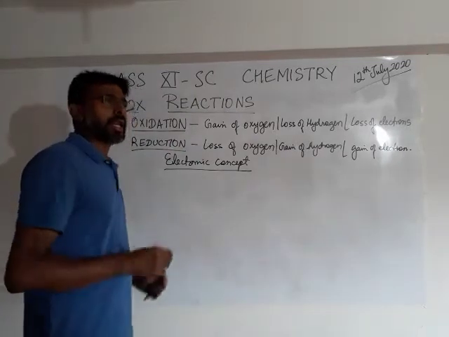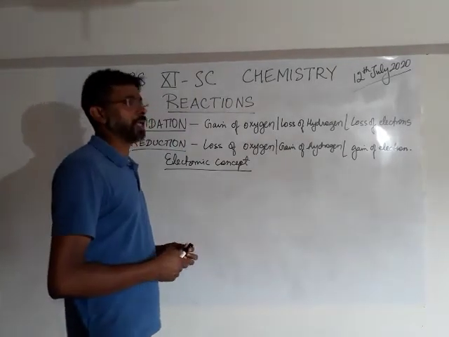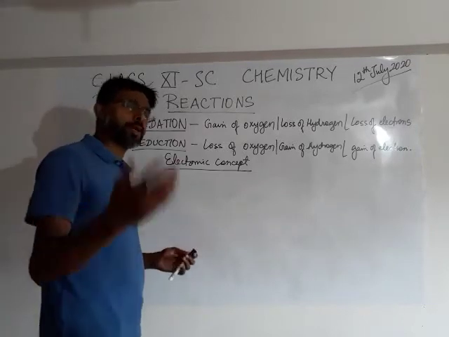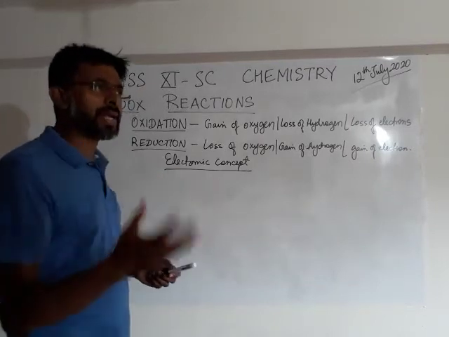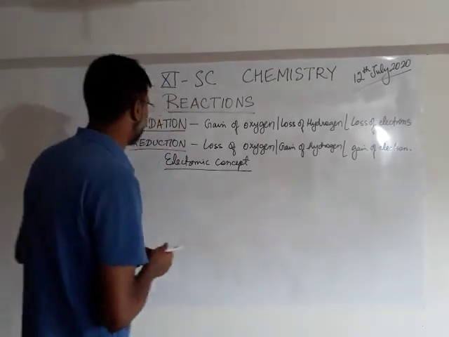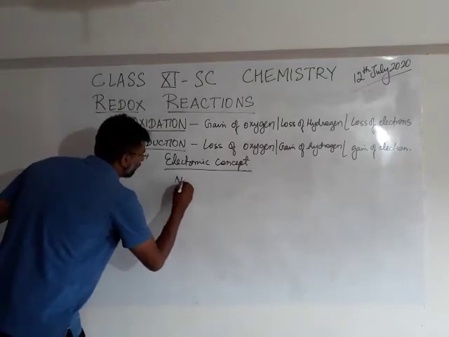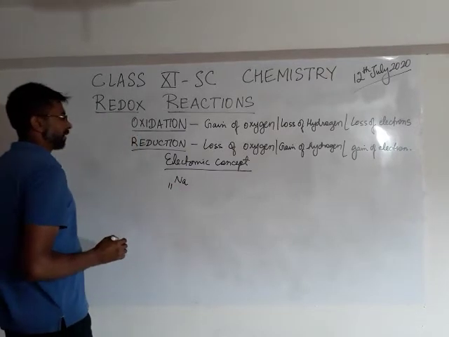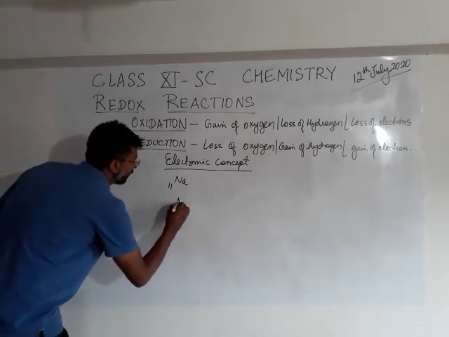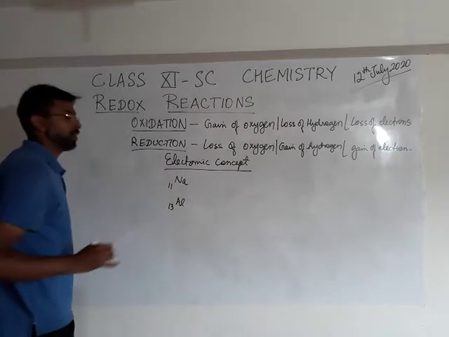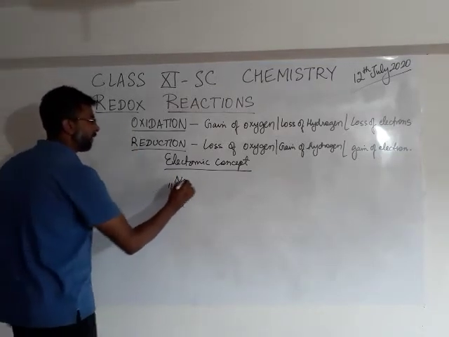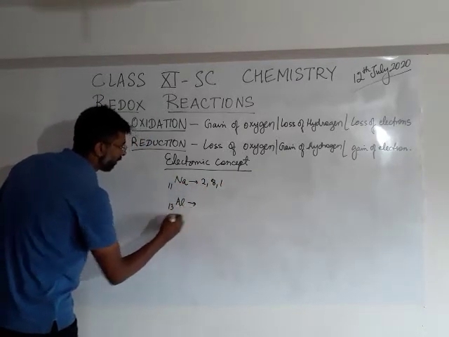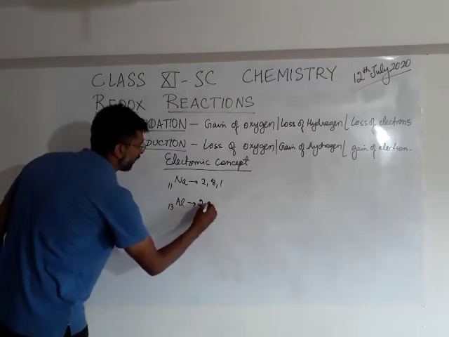Now, when you were in ICSE class 10, in the periodic properties chapter and the chemical bonding chapter, you must have come across metallic elements losing electrons. For example, sodium metal, its atomic number is 11, and its electronic configuration is 2, 8, 1. Aluminum metal, atomic number 13, has electronic configuration 2, 8, 3.